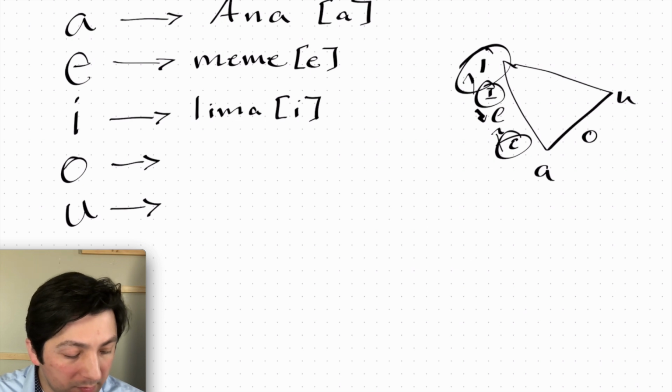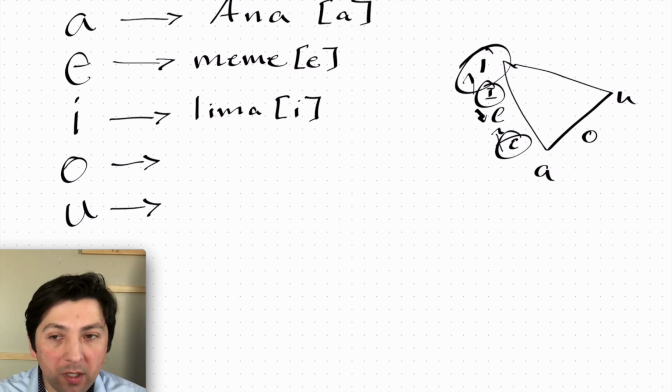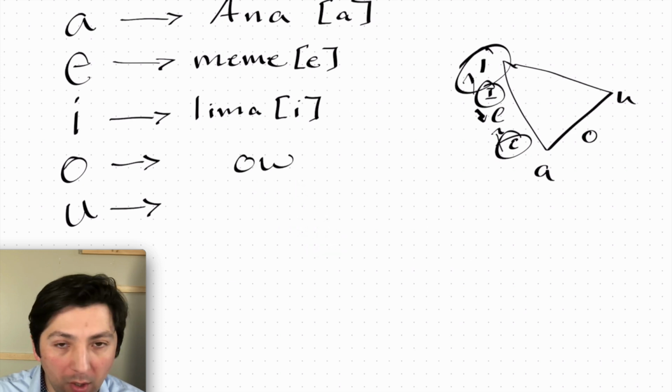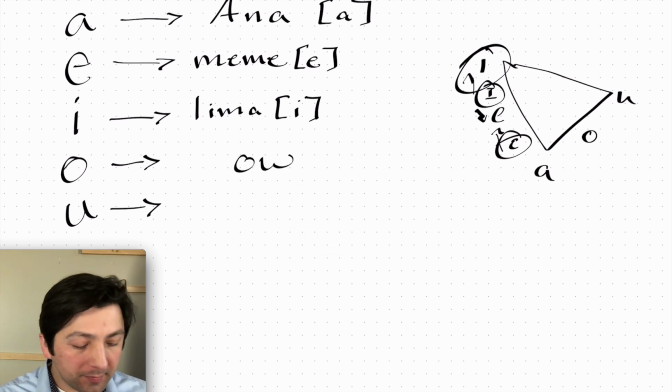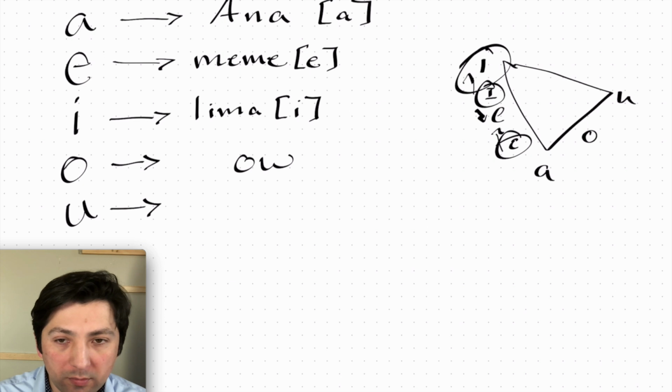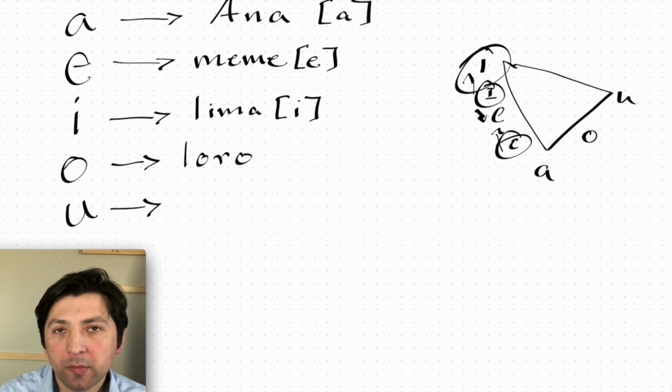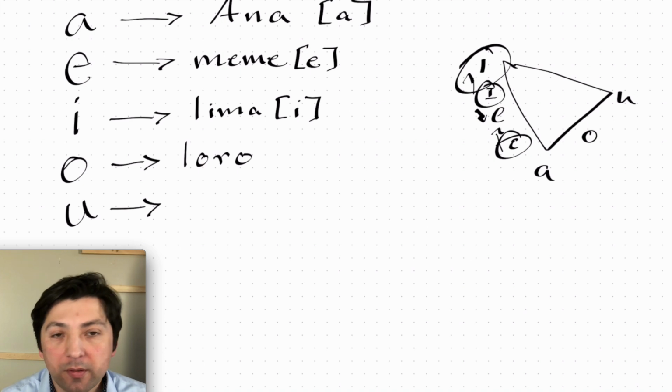Now, O, we have the following. O is usually going to be O. It's not O. Right, English, we love doing this. O. In Spanish, it's just O. So if we have something like this, this would just be loro. It's just O. That's it, right?